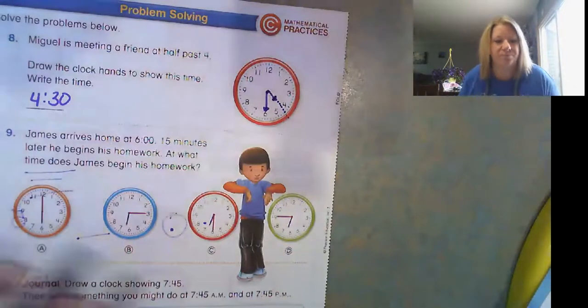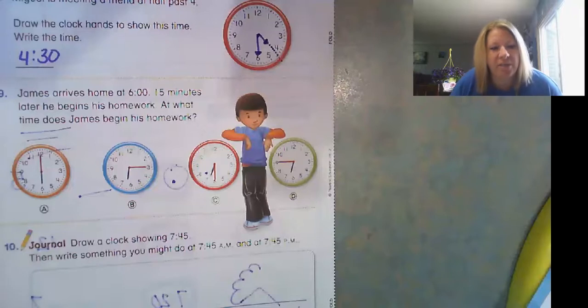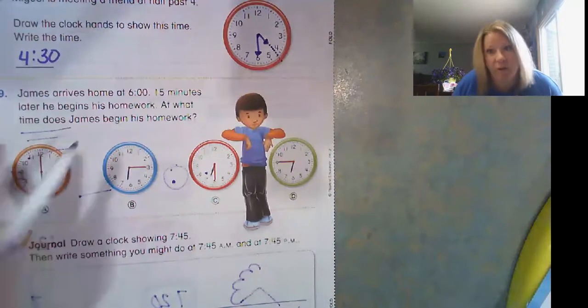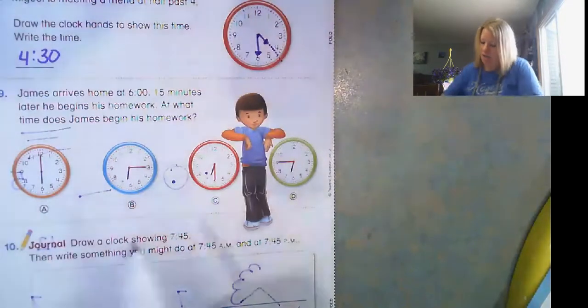So 4:30. James arrives home at 6 o'clock. 15 minutes later, he begins his homework. At what time does James begin his homework? So we have to figure out what clock means 6:15, because 15 minutes after 6, when he arrives home, it would be 6:15. So which clock shows 6:15?